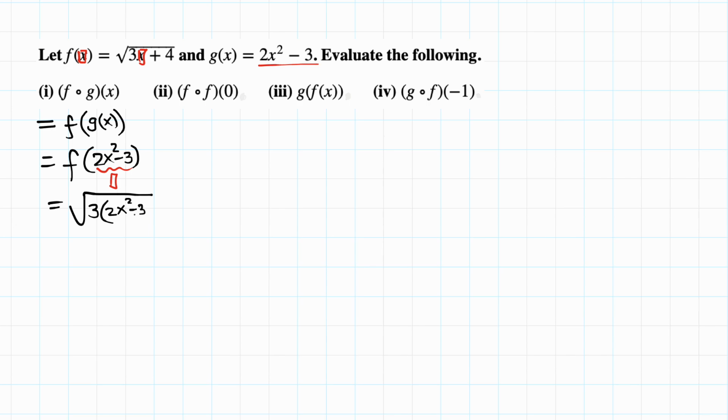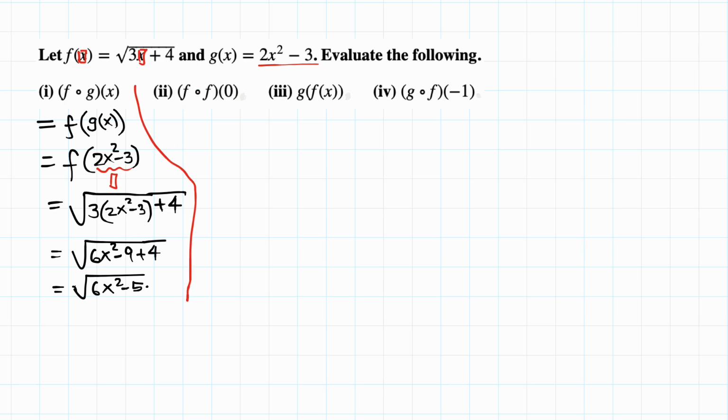We have two terms, so we must put parentheses around them. So 3 input plus 4, all inside the radical sign. Okay, this is it. That's the f circle g, but we can simplify here. This is 3 times 2, 6x squared, minus 3 times 3, 9, plus 4. 9 and 4 are like terms, so we can combine them. 6x squared minus 9 plus 4 is negative 5. Do not cancel the x squared with the radical sign. And this is it.